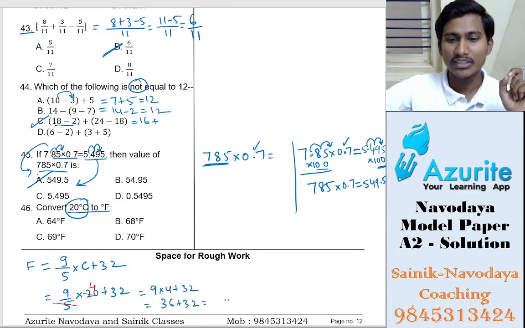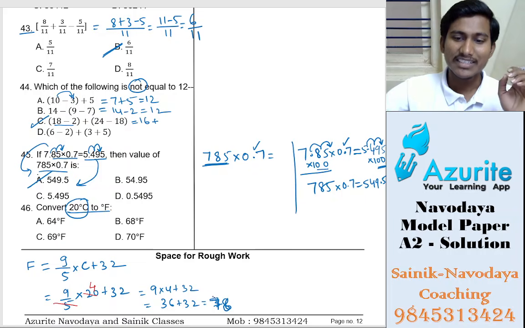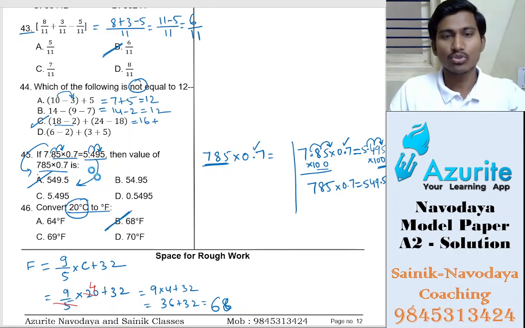How much is it? 70... that is 76... sorry, 78. Right, so 3 plus 2... 8. Sorry, it is 68, the answer. So not 78, 68 is the answer. The option is option B. Right. Very easy. So remember this.